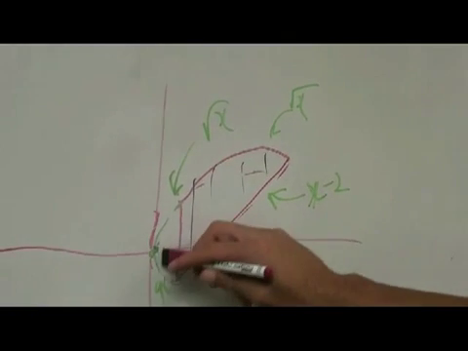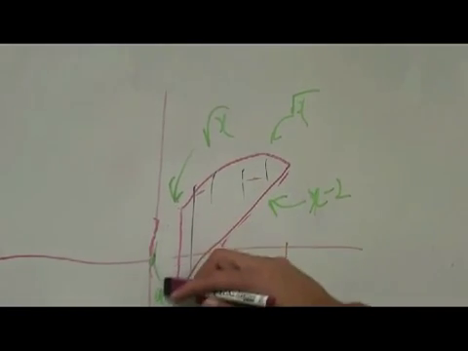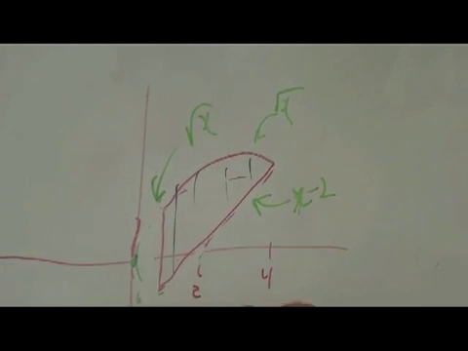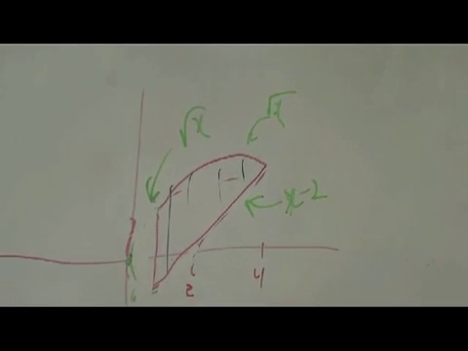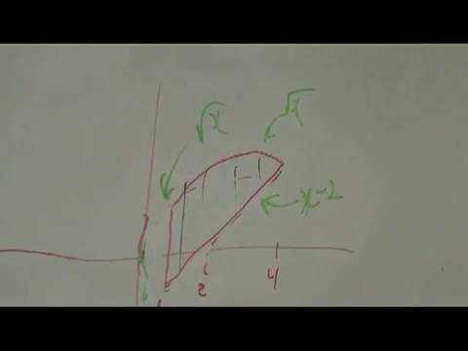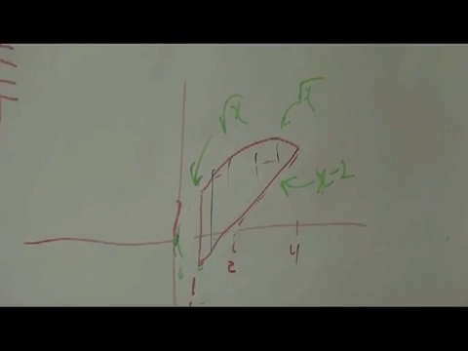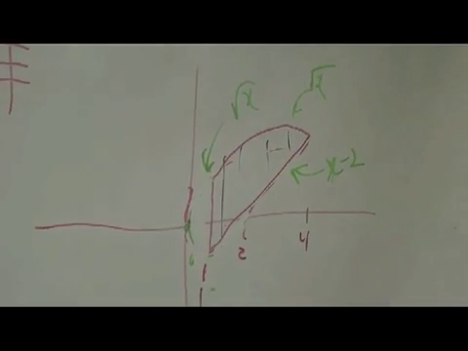So let me actually go and erase this. Erase some of this stuff too. It's kind of cluttered, I know, I'm sorry. Just stay with me here. So we're integrating from 1 to 4. So now this isn't really that bad.